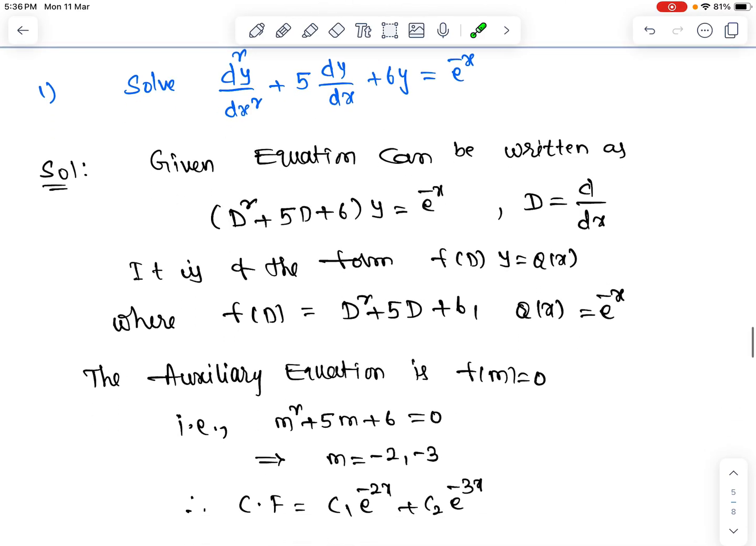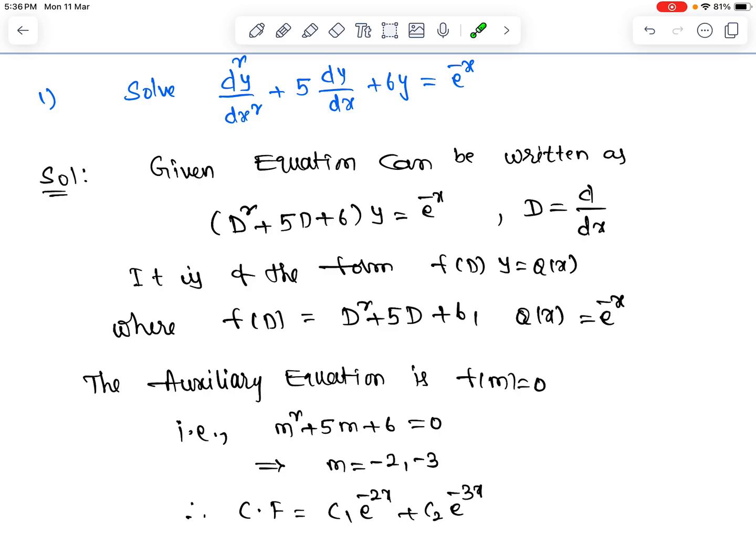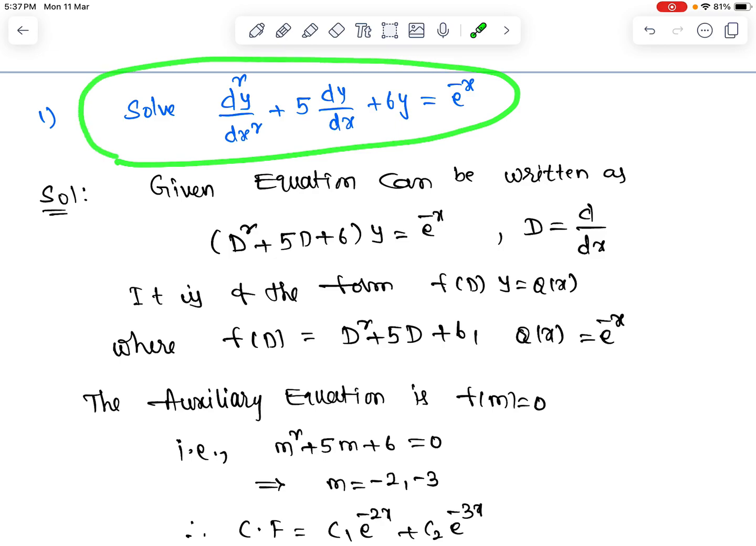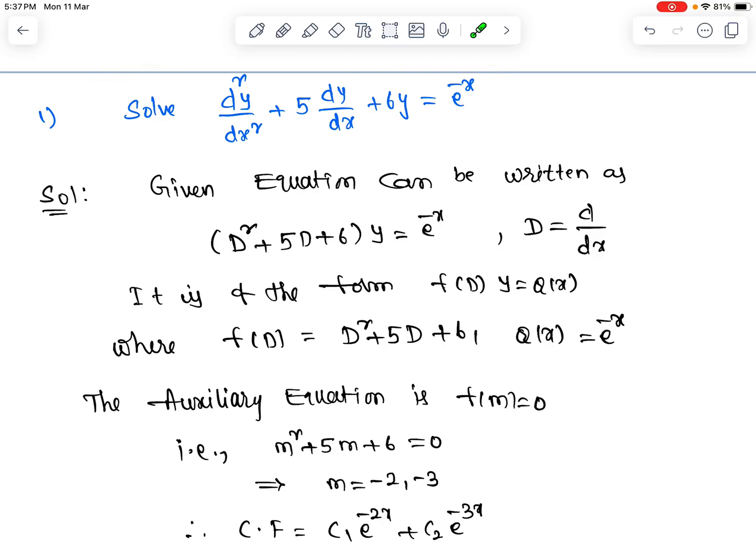Here we can discuss a small example. Now here first is the given equation. Given differential equation we can write in operator form, that is D square plus 5D plus 6 into y, that one is equal to e power minus x. After we write in operator form, it is of the form f of D into y equal to Q of x, then f of D is equal to what? D square plus 5D plus 6.